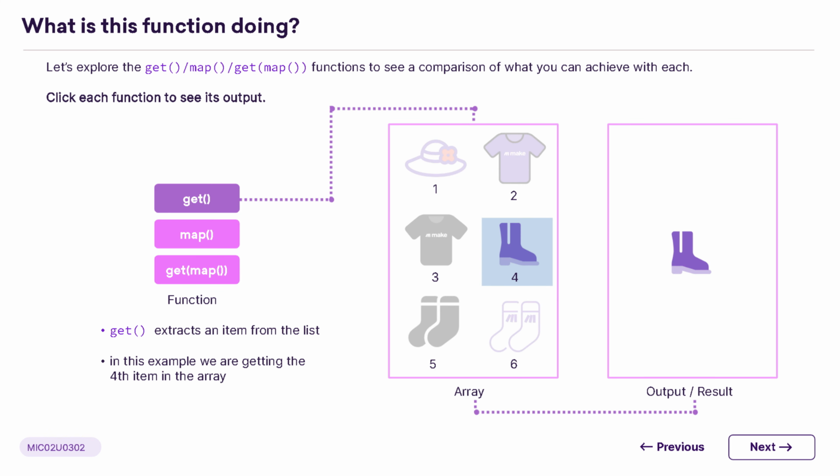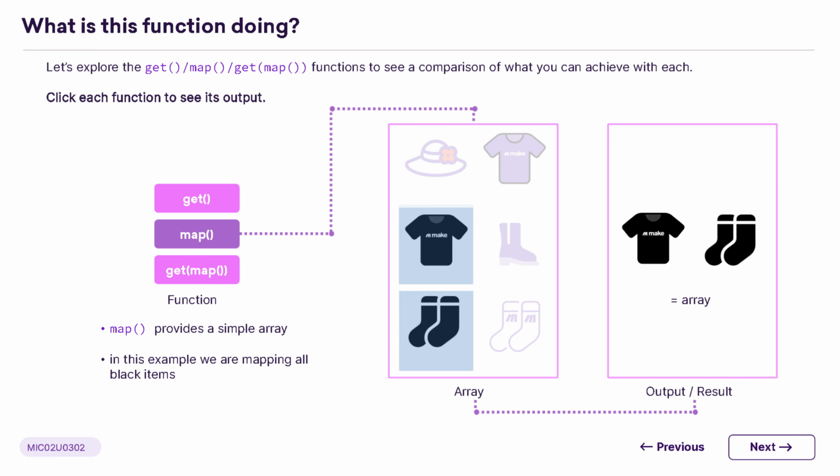The get function simplifies the process of retrieving a specific item from a list or array. Imagine you've got a collection of items like a virtual wardrobe. Here we're focusing on the fourth item, a pair of boots, in the lineup. By using get, you efficiently extract just that item without affecting the rest of the array. It's like picking one specific item from a shelf without rearranging the others. This function is incredibly useful for when you need direct access to a precise element, helping you pinpoint exactly what you need in an organized and straightforward manner.